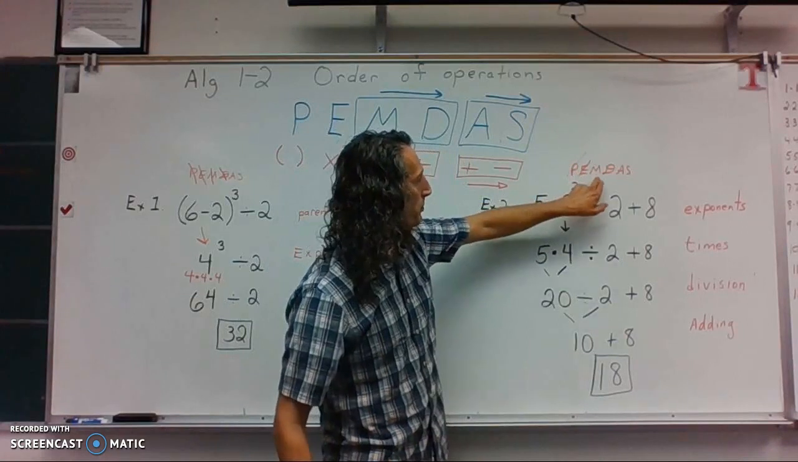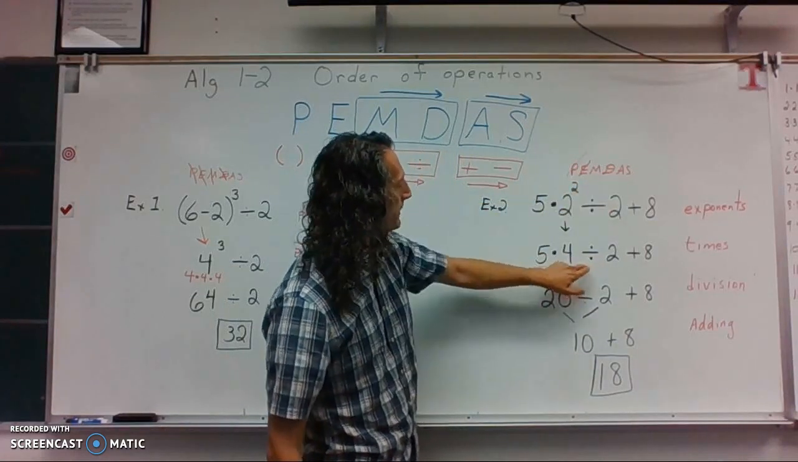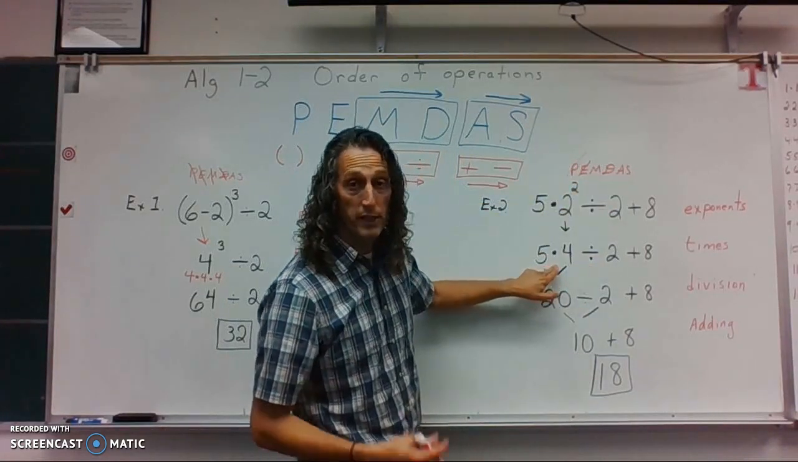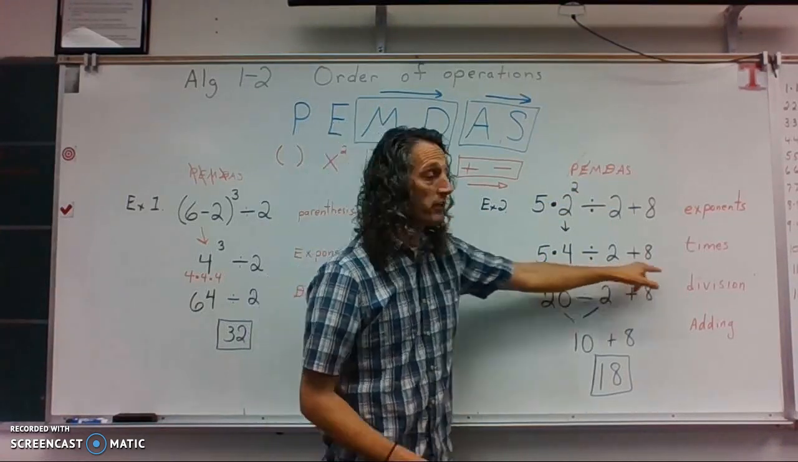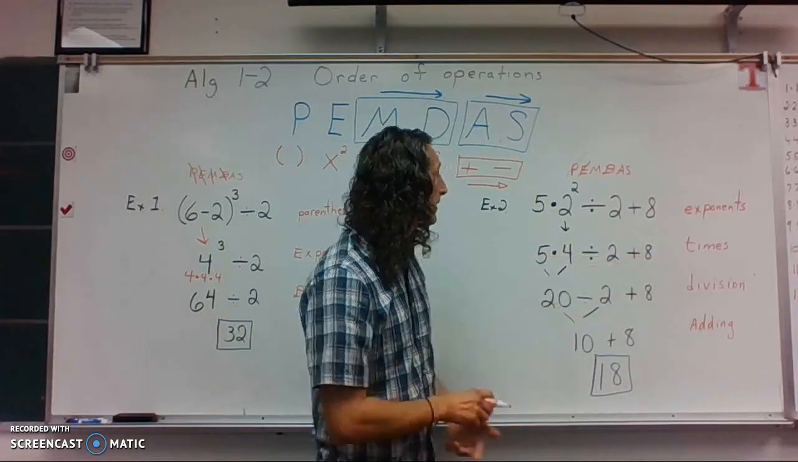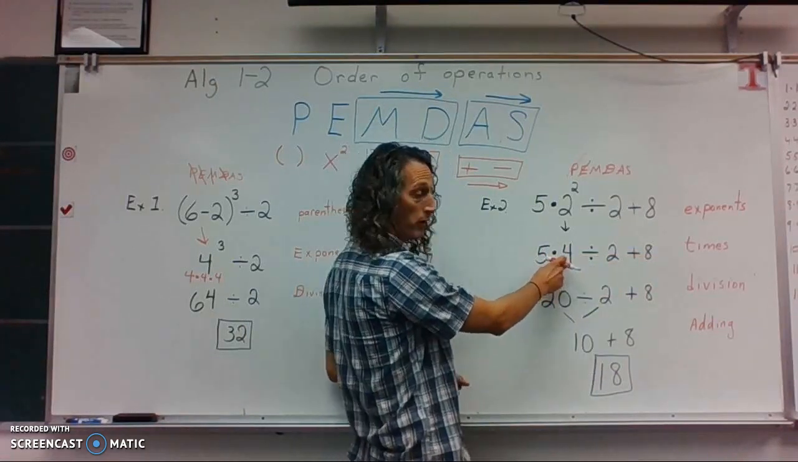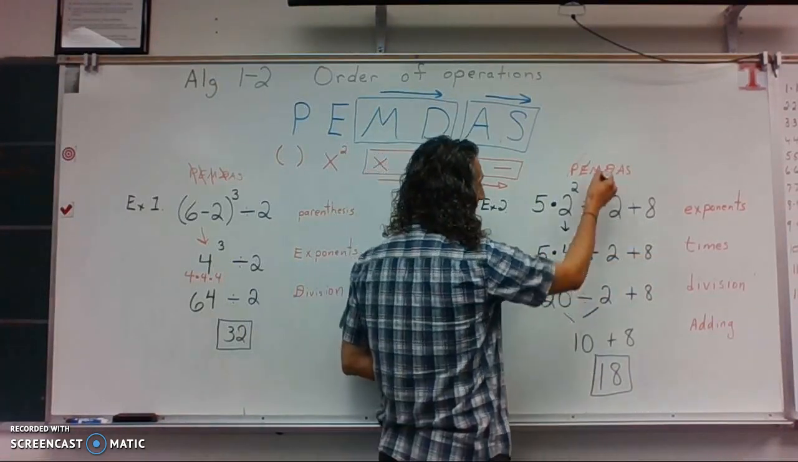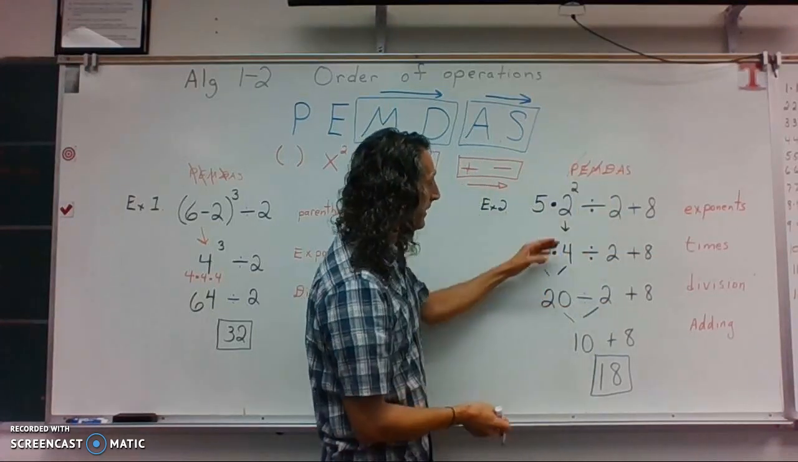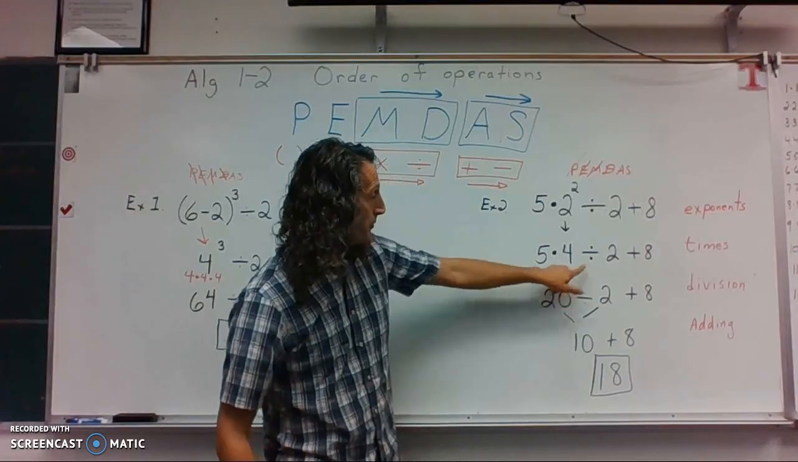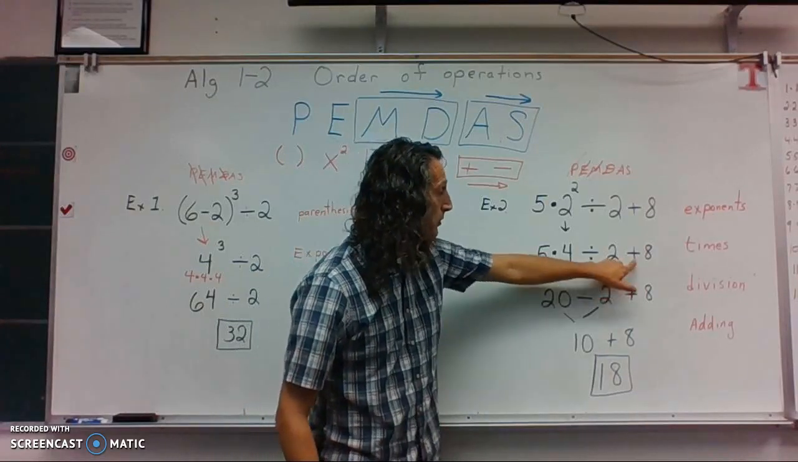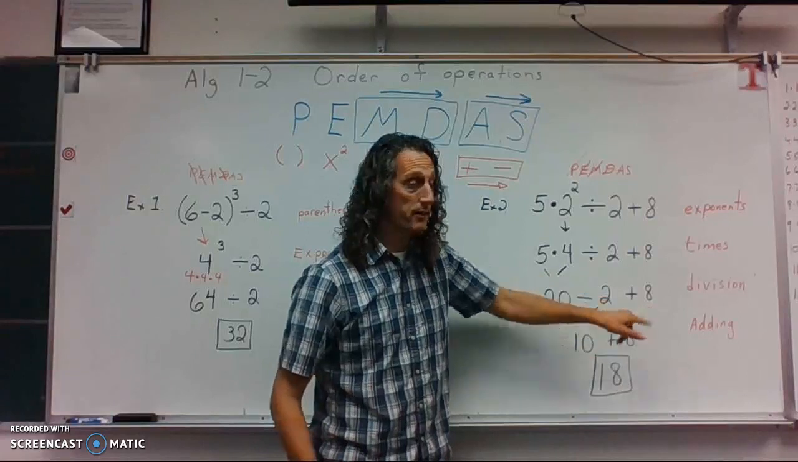Now I look at multiplication and division. Well, I do have multiplication and division. On this one, it just happens that the times, or the multiplication, comes first from left to right. So I'm going to do my 5 times 4, and I'm going to do my 20. So I cross out multiplication, and again, copy everything down other than what you just did. So there's my 20, there's my divide sign, there's the 2, there's my plus, and there's the 8.